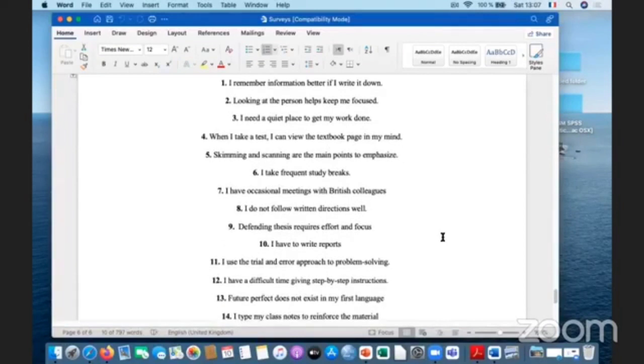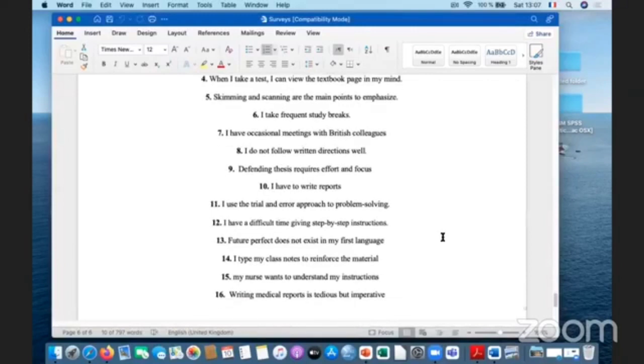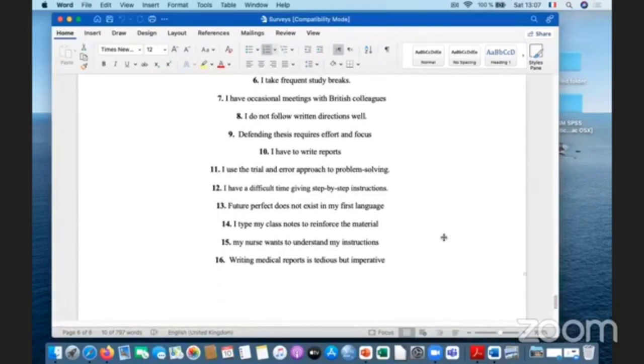I have to write reports. I use the trial and error approach to problem solving. I have a difficult time giving step-by-step instructions. Future perfect doesn't exist in my first language. I type my class notes to reinforce the material. My nurse wants to understand my instructions. Writing medical reports is tedious, but imperative.